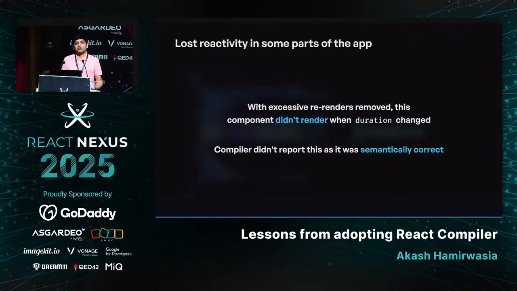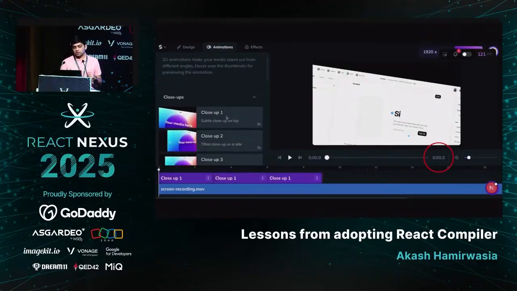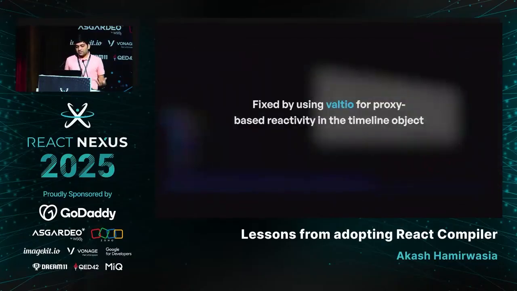It thought it was semantically correct, which it is, because it just treated this as a global variable and it realized it doesn't change, so we don't need to optimize for it. So here's the problem in action. Notice how the red circle, that's the duration of this video. I'm adding more clips, changing things around. It's not updating. When I try to resize or move the timeline, there is infinity, NaN, all those nasty things in the timeline. So I fixed this by using Valtio.